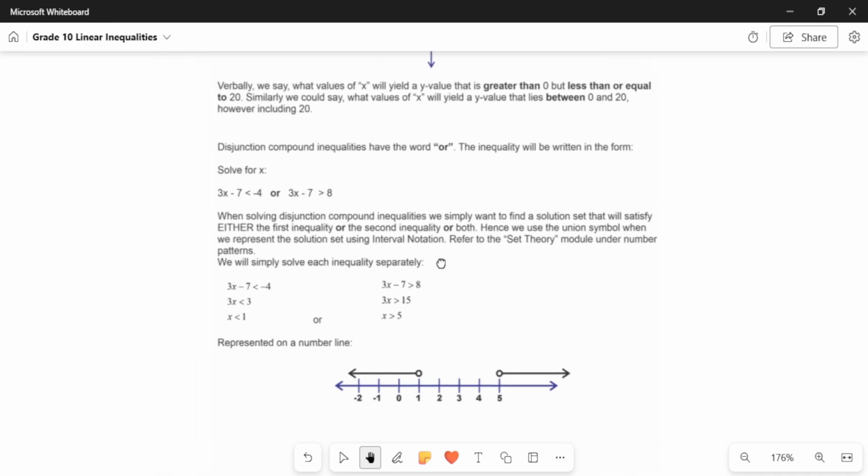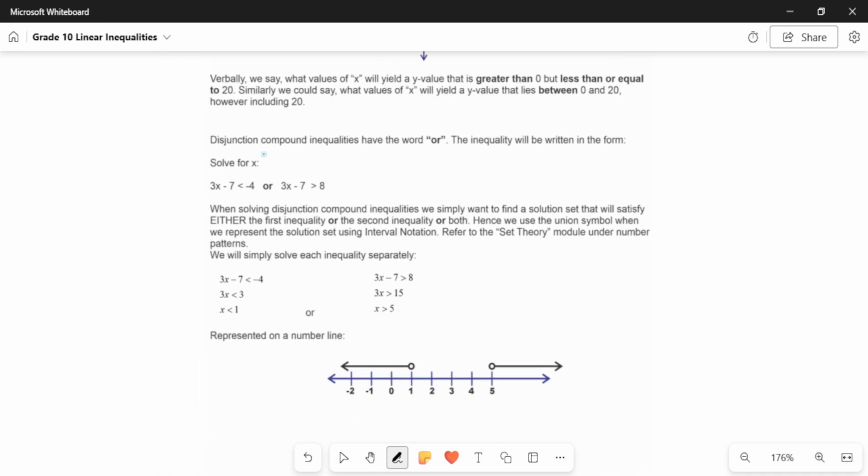Right, let's move on to the next type of compound inequality, which is called disjunction. So for conjunction, we use the word and. For a disjunction, we're using the word or. The inequality will be written in the form of 3x minus 7 less than minus 4 or 3x minus 7 greater than 8. What are we asked for? We are asked for x values that will satisfy this mathematical statement, or both. Understood? How do you deal with this type? You solve them separately. Very simple. It's as if you're dealing with the two normal inequalities that we've done at the beginning of the video.